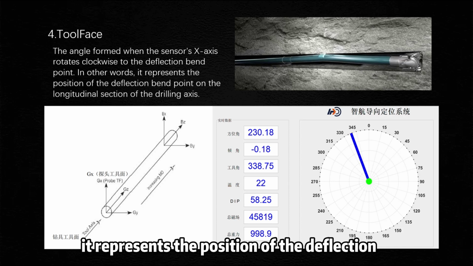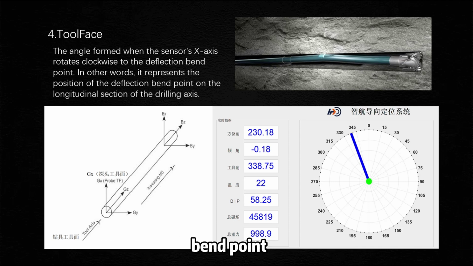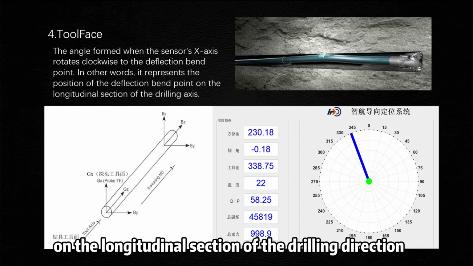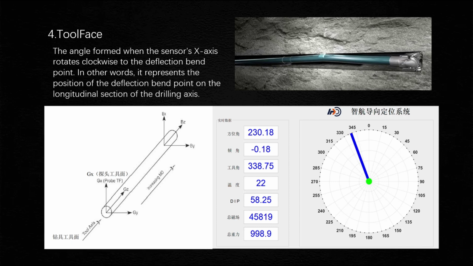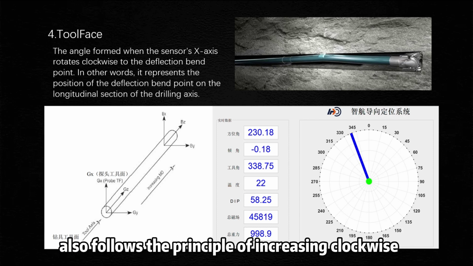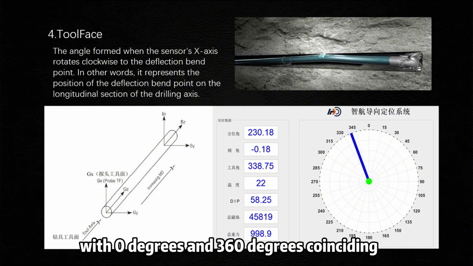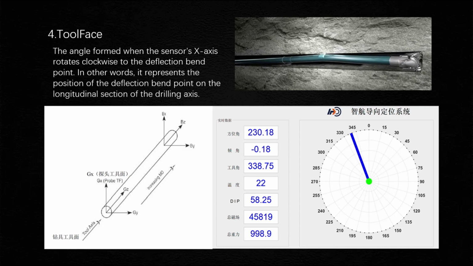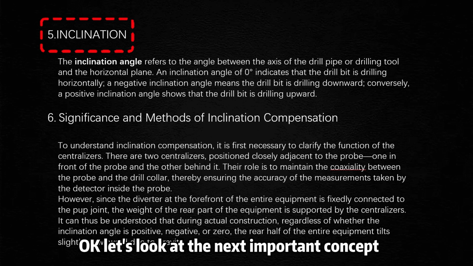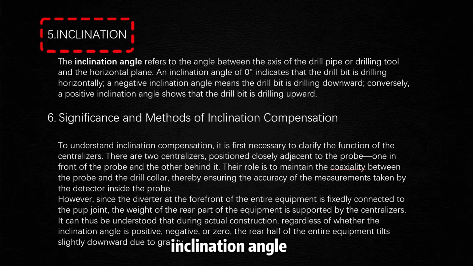In other words, it represents the position of the deflection bend point on the longitudinal section of the drilling direction axis. This angular value also follows the principle of increasing clockwise, with 0 degrees and 360 degrees coinciding, just like the baseline azimuth. Okay, let's look at the next important concept, inclination angle.